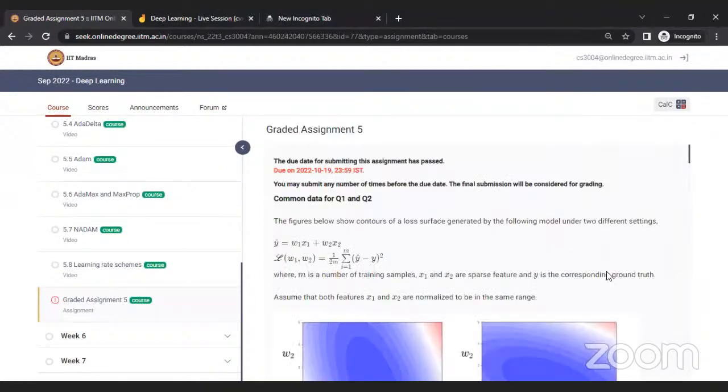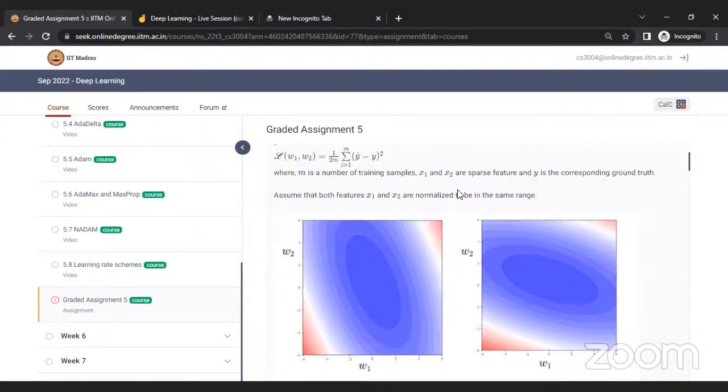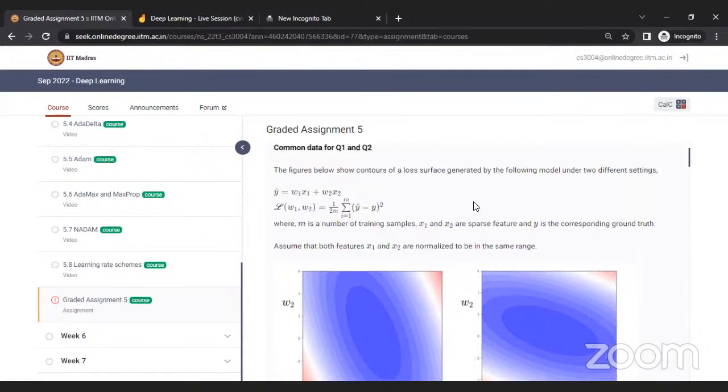So in this first question, you have given me a y hat and then a loss function. And you also told that x and y are sparse features. That means there are a lot of zeros. Okay. Now when I saw the picture, okay, what yes.